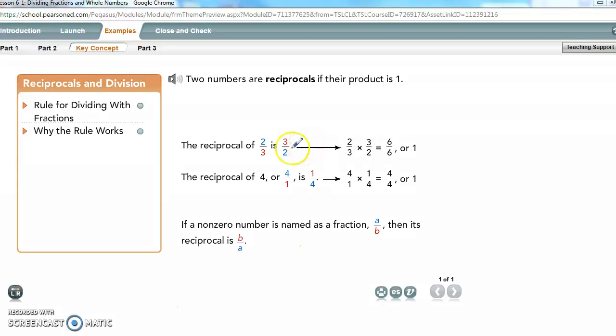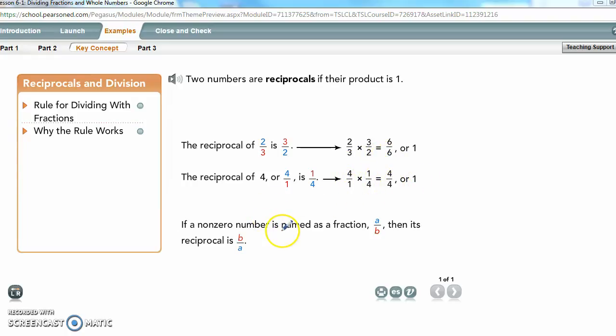So the reciprocal of 2/3 is 3 over 2. 2 times 3 is 6. 3 times 2 is 6, sorry. Those can simplify to 1. Same with 4. The reciprocal of 4 is 1/4. 4 times 1 is 4. 1 times 4 is 4, or 1.